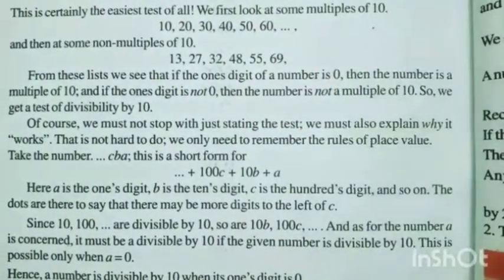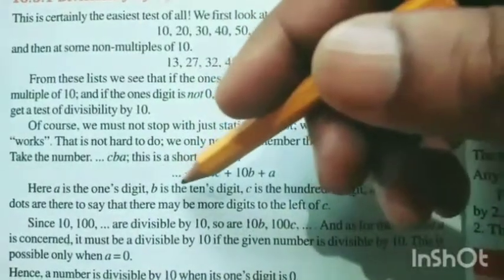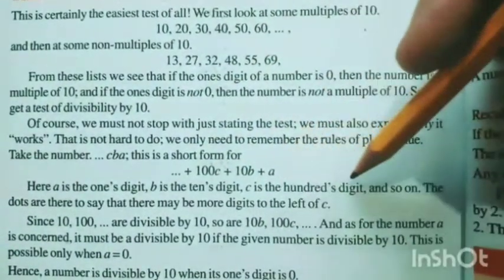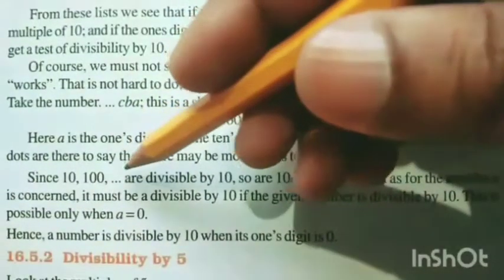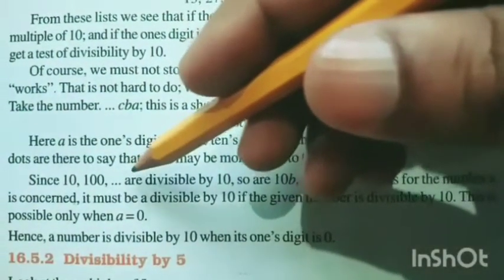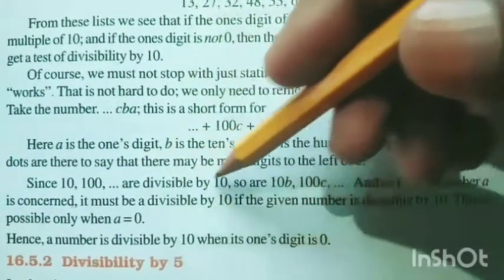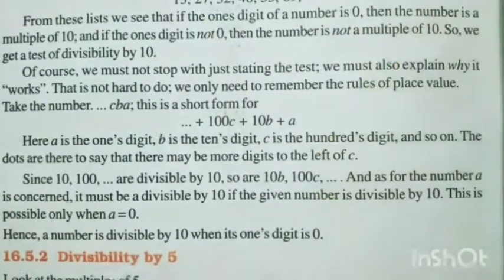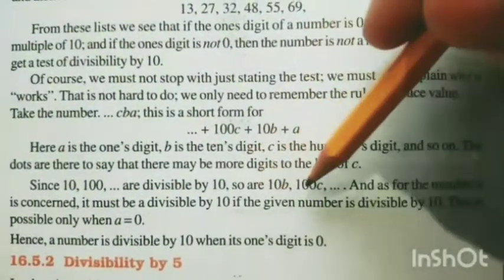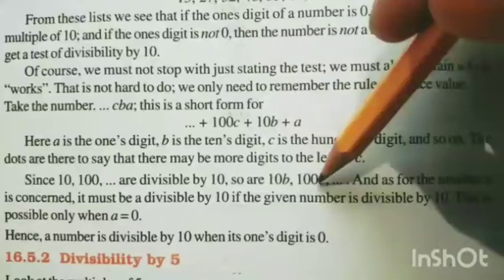1 into A is A, that's why 1 is not written. So A is in the ones place, B is in the tens place, C is in the hundreds place. Since 10, 100, dot dot dot, that means 1000, lakh, are all divisible by 10, so are 10B, 100C, dot dot dot. That means 10B and 100C are also divisible by 10.